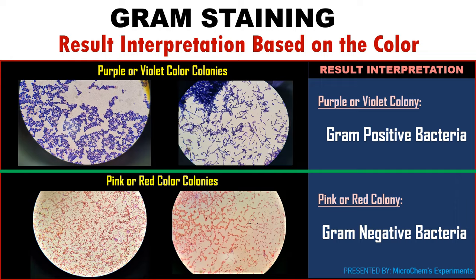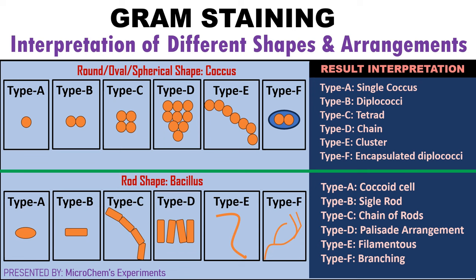Result interpretation based on different shapes is shown in the display. Round, oval, and spherical shaped bacteria are called cocci, and rod-shaped bacteria are called rod. Different possible bacterial arrangements are given, as an example, on the left side, and the interpreted results are shown on the right side.